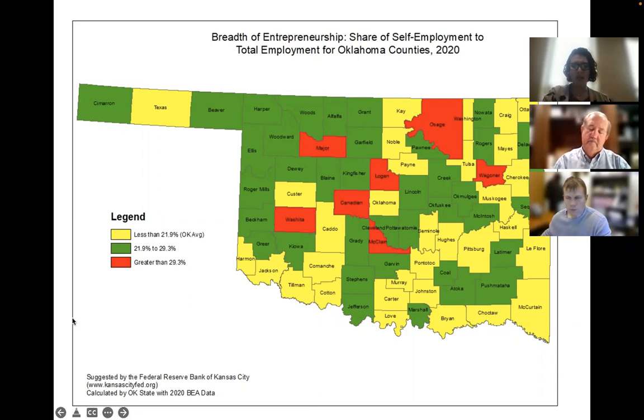And so all of our yellow counties are less than the Oklahoma average. Green counties are higher and red counties are substantially higher. Unfortunately, we're not able to dive down to see exactly what those industries or companies they own are. We're just able to see that they're non-farm proprietors.